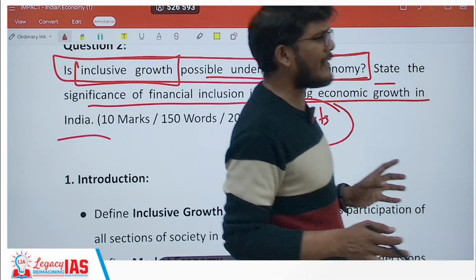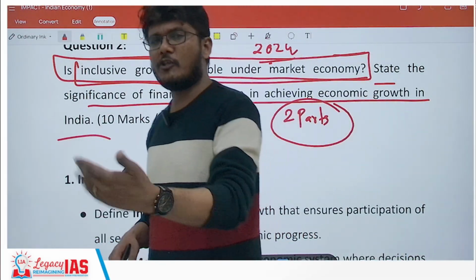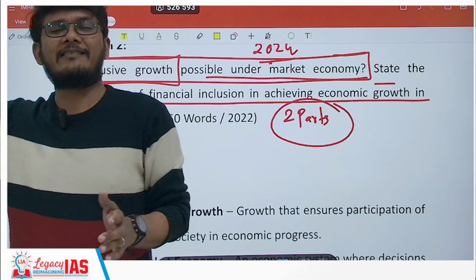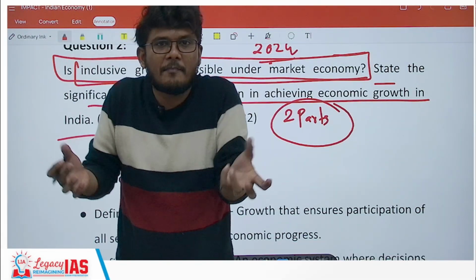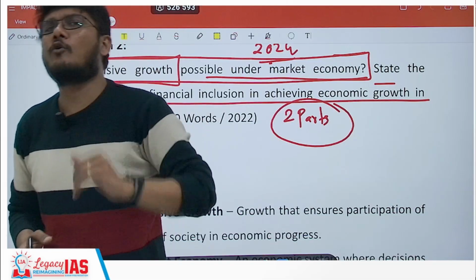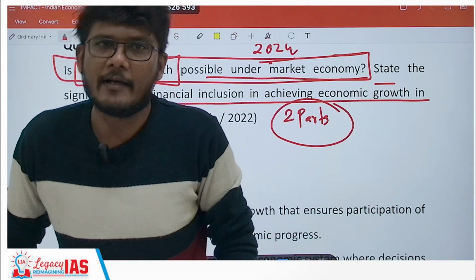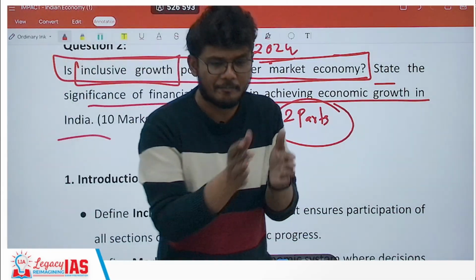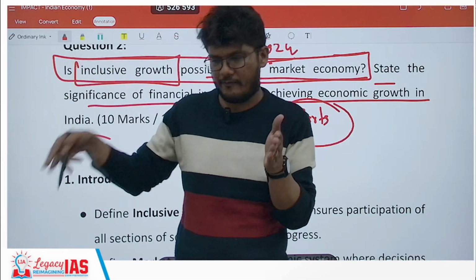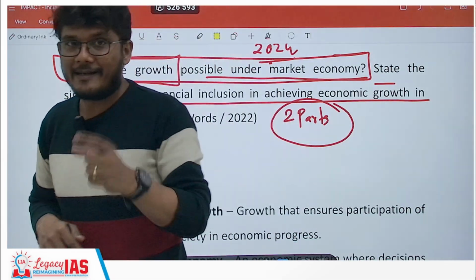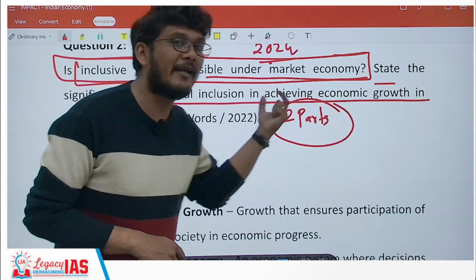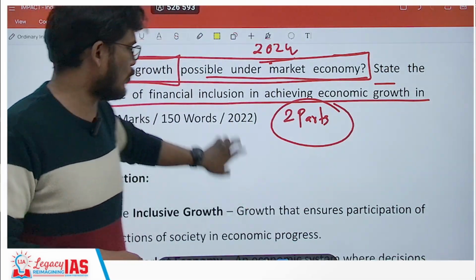Sometimes it can be very simple. For example, define potential GDP and how it can lead to XYZ thing. So if it's of 10 marks, define potential GDP will not hold 5-6 marks in it. Rather, it will be of 2 or 3 marks, and the major part will be the rest of the answer. We'll see that kind of question also. But here, it is almost similar weightage. I hope that is absolutely clear.